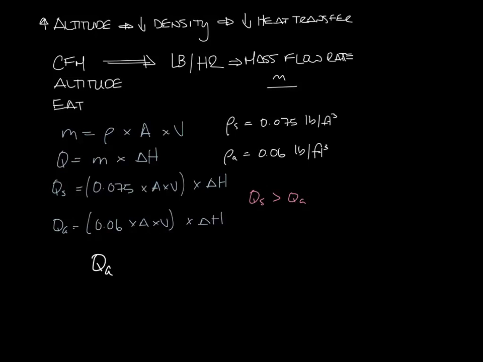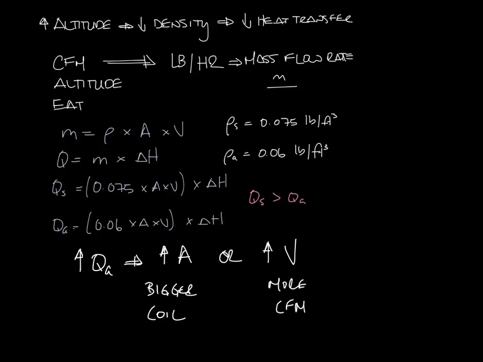So if you need to increase your heat transfer at altitude, you'll either need to increase your area or increase your velocity. So you can increase your area by using a bigger coil, and you can increase your velocity by using a higher CFM. Luckily, selection programs will help you select your coils at any altitude because you can input this information, but it's good to have a basic understanding of how altitude affects density and how that affects your coil selections.